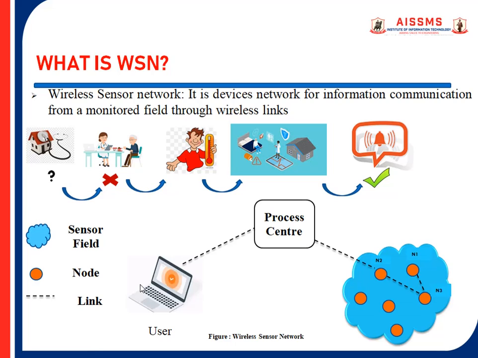Wireless sensor network is a connection of devices in a network with the goal of information communication from a monitored field via wireless link. This diagram indicates wireless sensor network. Within this sensor field, various sensors or devices are connected via link for information communication. Also, we can say it is a collection of sensing devices that can communicate wirelessly.